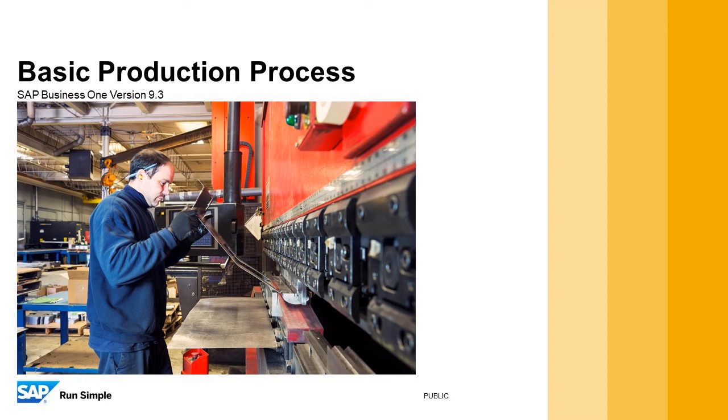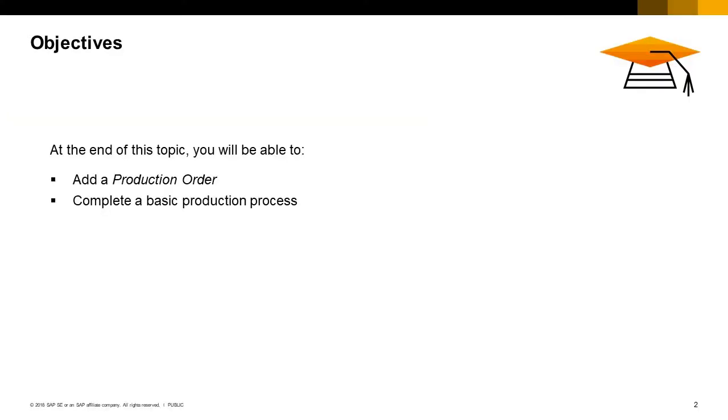Welcome to the Basic Production Process Training topic. In order to take this course, you should first complete the Bill of Materials training topic. At the end of this topic, you will be able to add a production order, complete a basic production process.